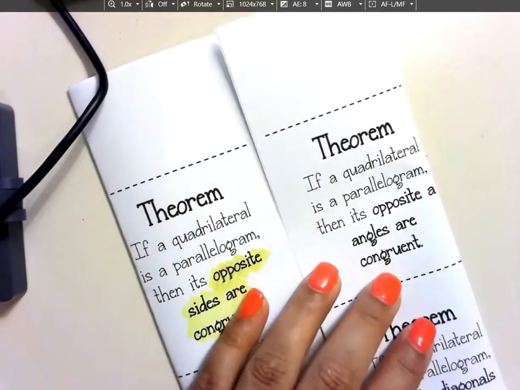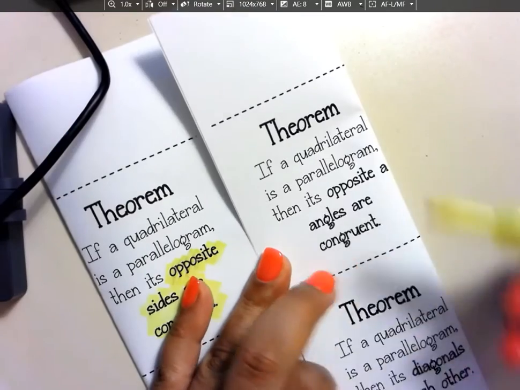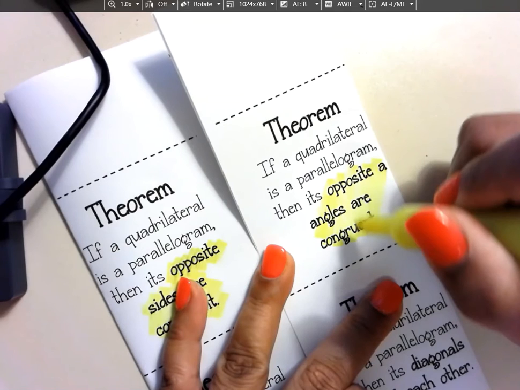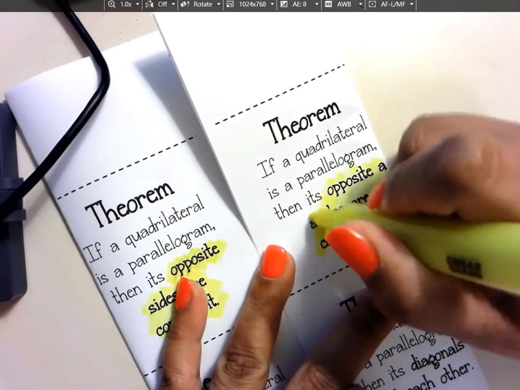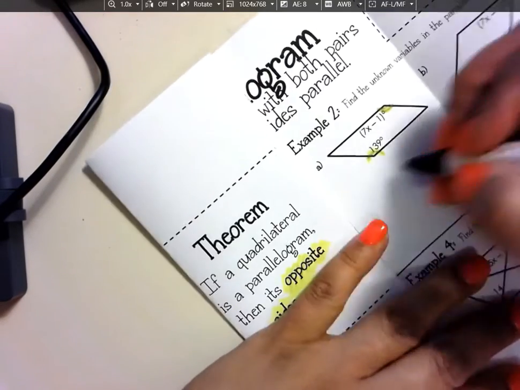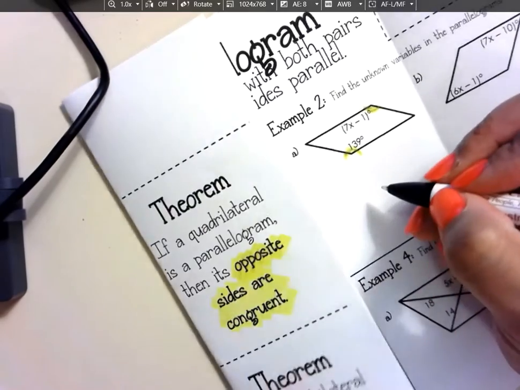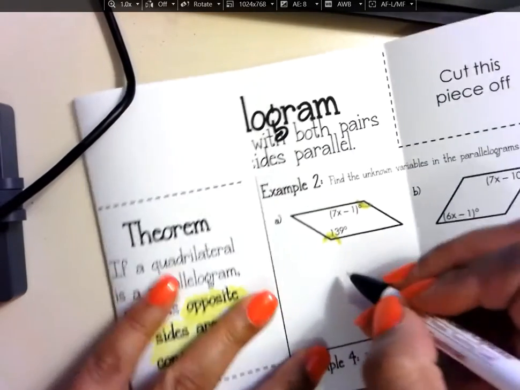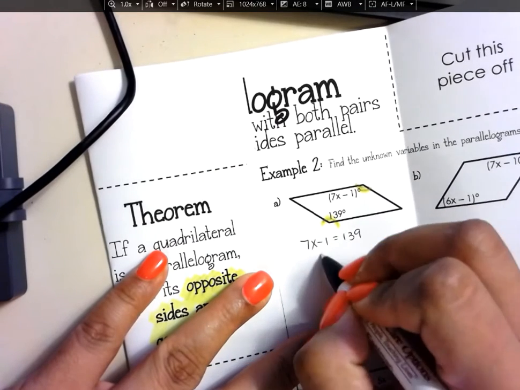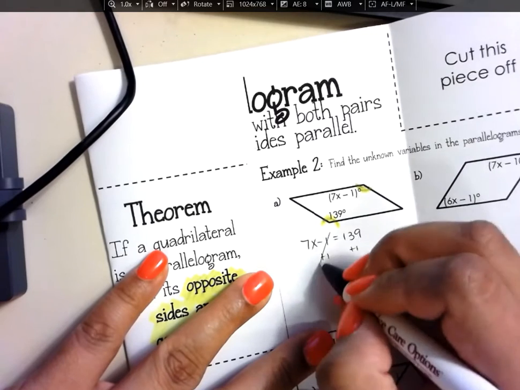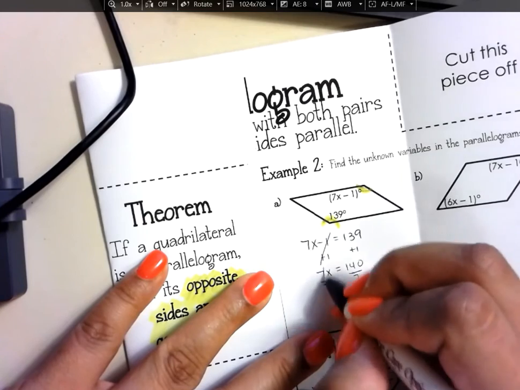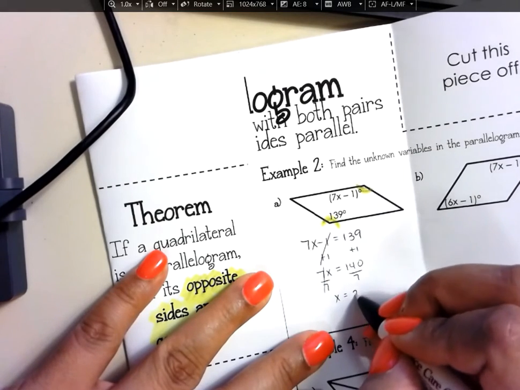Next theorem. If the quadrilateral is a parallelogram, then the opposite angles are congruent. Okay? So that means that this angle here and this angle here are opposite angles, and therefore they are congruent. And when things are congruent, we're going to set them equal to each other. You're going to add 1. You have 7x equals 140. Dividing both sides by 7, you get that x equals 20.